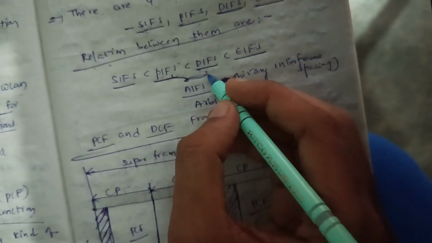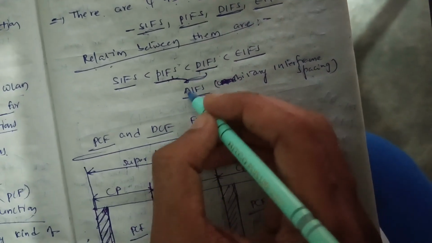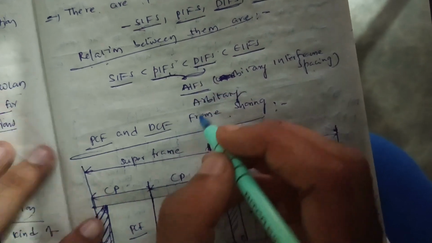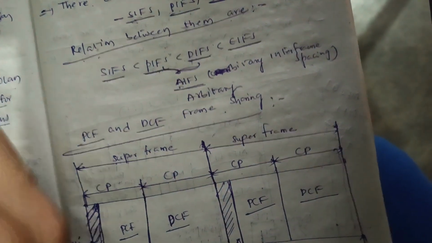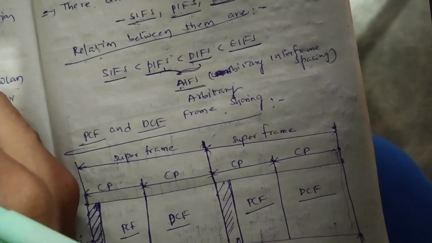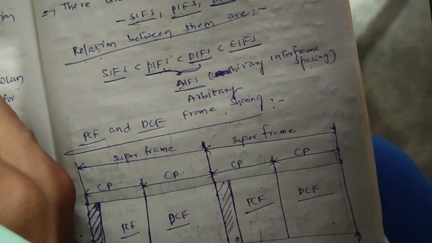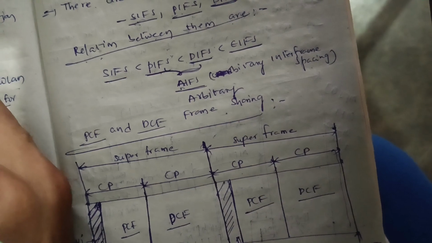The combination of these gives a new interframe spacing called arbitration interframe spacing, AIFS, which is used in IEEE 802.11e to transfer packets, to check whether the medium is for highest priority, lowest priority, or medium priority.